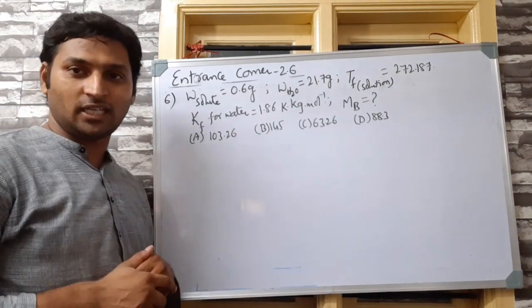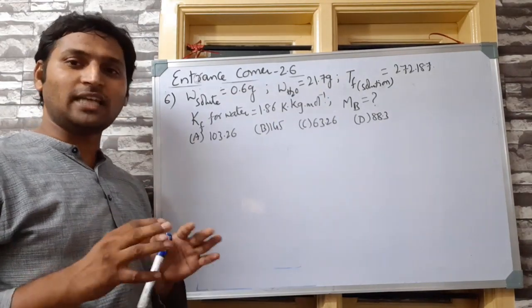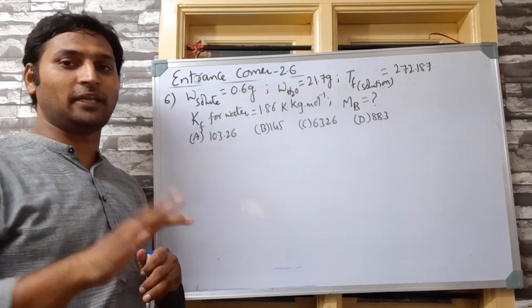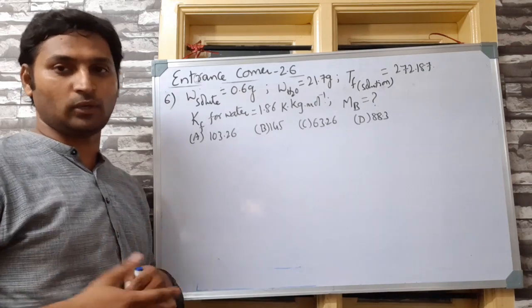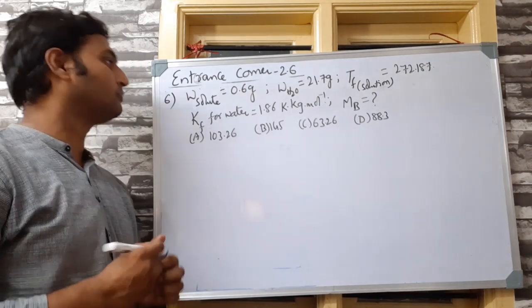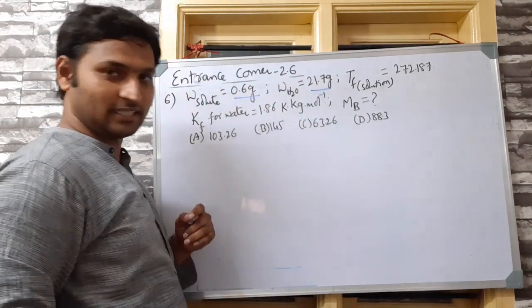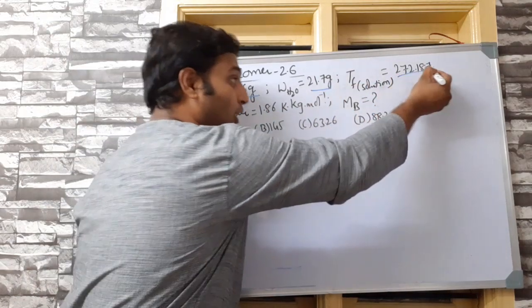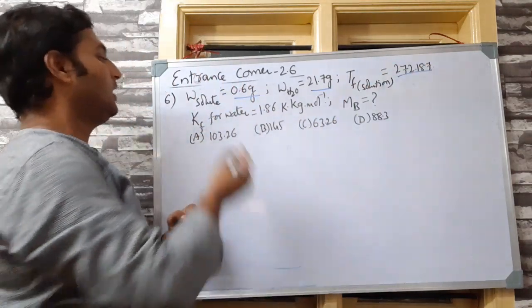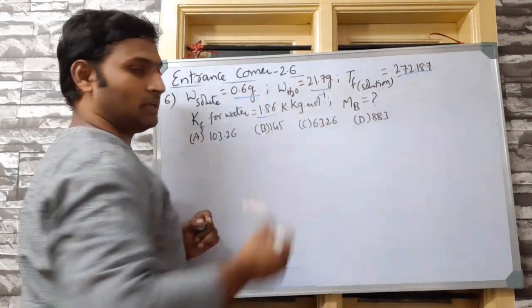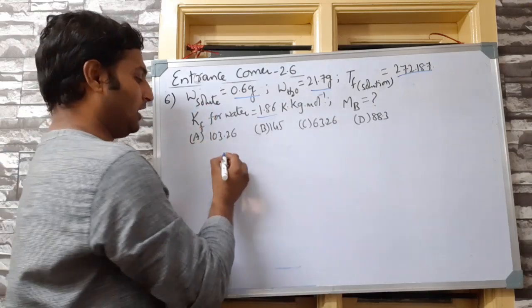Another similar question in question number 6. This time calculating molar mass from depression in freezing point. Previously it was from RLBP. Now, weight of solute is given, weight of solvent also is given, and freezing point of solution is given. And Kf value is given and molar mass is asked. Let us put the formula first.